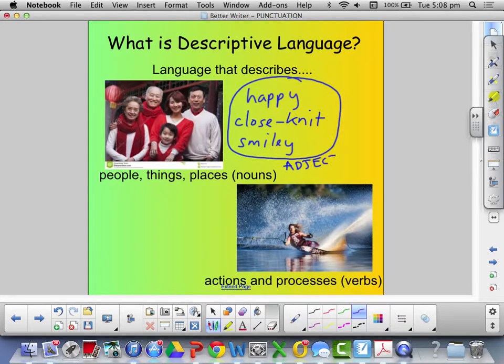Okay, now these three words here are all, as I've already said, adjectives. Adjectives are words we use to describe nouns. Okay, this is basic stuff. You should probably know this by now. But we can also use language to describe actions and processes. So things we might call verbs.